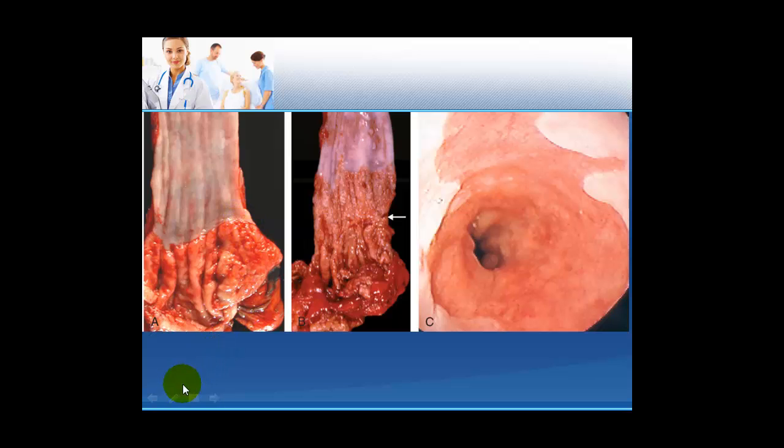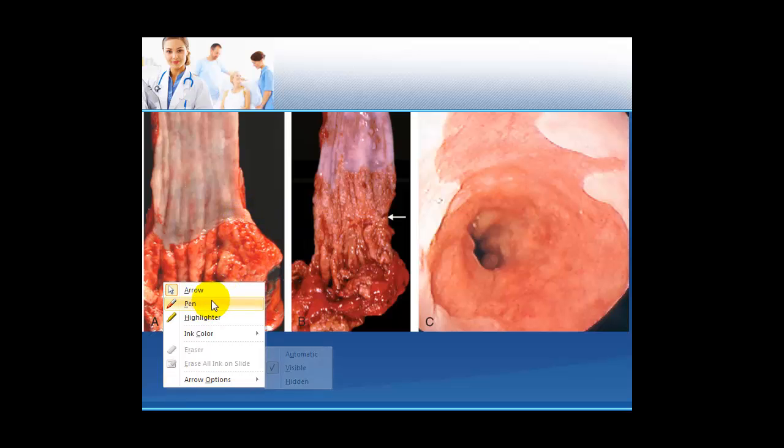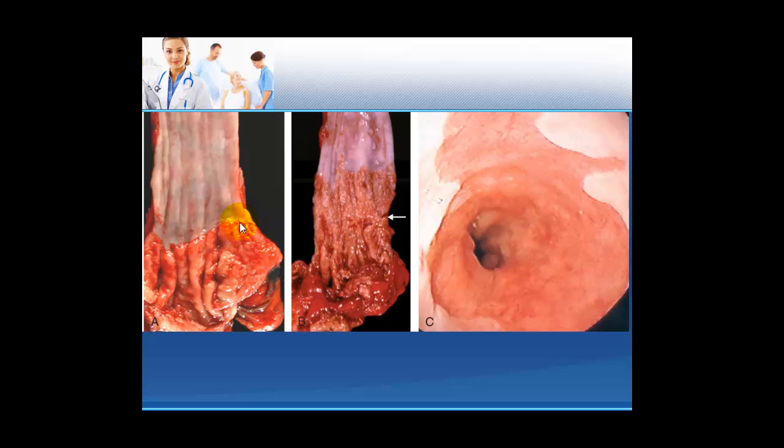Now, if you look here very carefully, this is a razor sharp area. This is the normal squamocolumnar junction, right? This is the squamocolumnar junction. This is the pale pink squamous cells, and this is the pink velvety mucoid gastric mucosa, which is mainly lined by the columnar cells. So this is the squamocolumnar junction or the gastroesophageal junction, right?